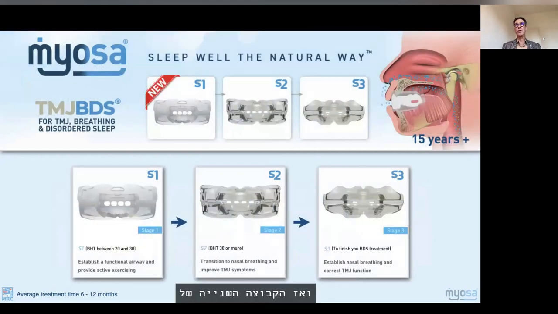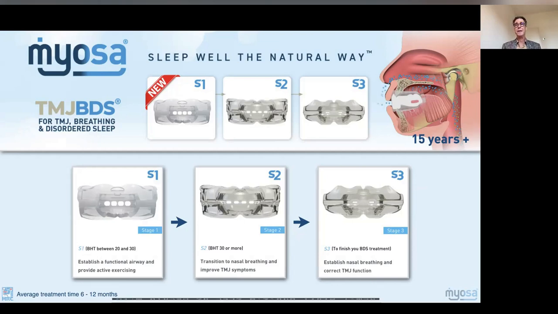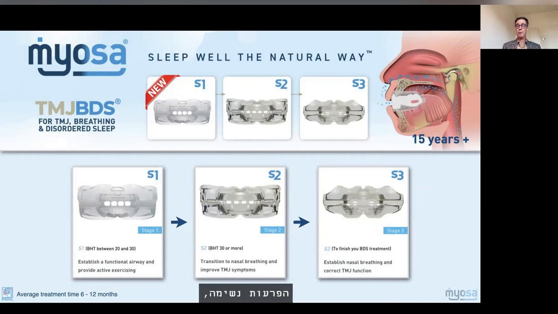Then the second group of products I want to talk about is the Myoza for TM joint BDS. This is the adult series of the Myoza appliances. We have the Myoza Kids 3 to 15, and we have the Myoza TM joint BDS for adults 15+. Now we start talking about sleep disordered breathing patients, snoring patients, severe mouth breathing patients, and patients that have some TM joint problems as well.